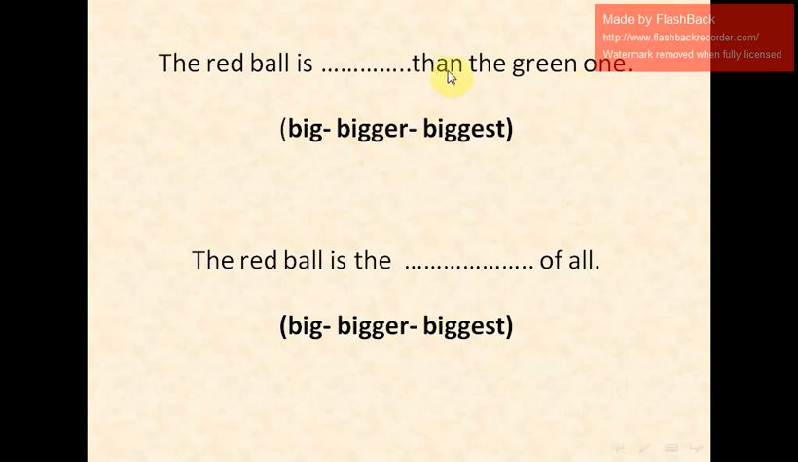And remember, when you see the word than, we always know that I'm comparing two things. Than is the key word. Okay. The red ball is the biggest of all. Now I'm comparing the red ball to all the balls I can see. So in this case, I'm not comparing two, I'm comparing three or four or five or maybe 100 balls I can see. So in this case, you add EST. You choose this one. The red ball is the biggest of all.